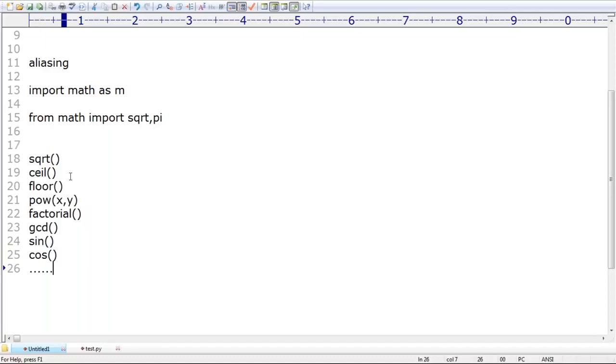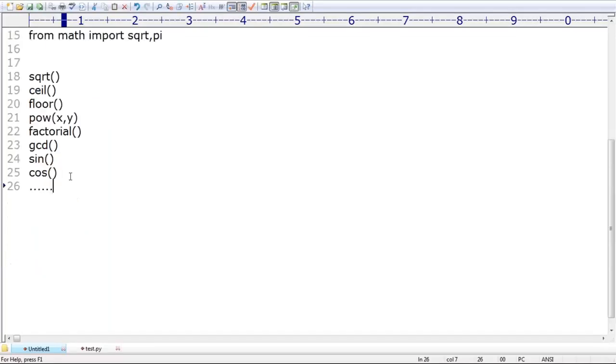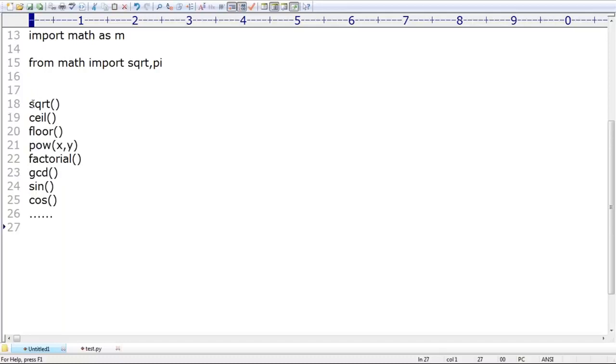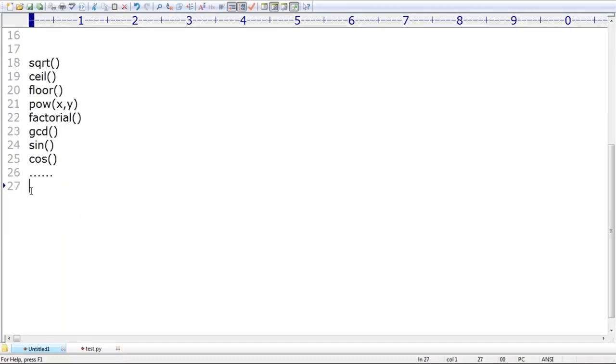So if you want to perform mathematical operations, it is highly recommended: happily you can use the math module. Like the math module in Python, for anything a module is available. That's why we are not required to worry much about these things. So the biggest advantage of Python is that batteries are available inside. Okay, these are various important functions present inside the math module.